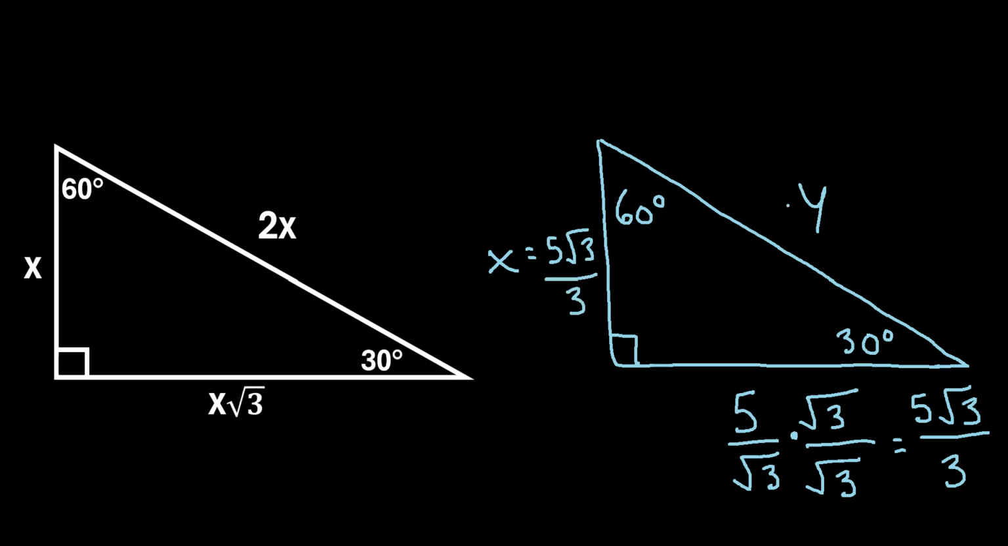And then to find y, we said all we have to do when we know this side that touches the 60-degree angle, we just have to multiply it by 2 to get the hypotenuse. So if we multiply this by 2, really we're just multiplying this numerator by 2. So what is 2 times 5? That's 10. So the hypotenuse will just be 10 root 3 over 3. So that is how we can solve the missing sides of this triangle.